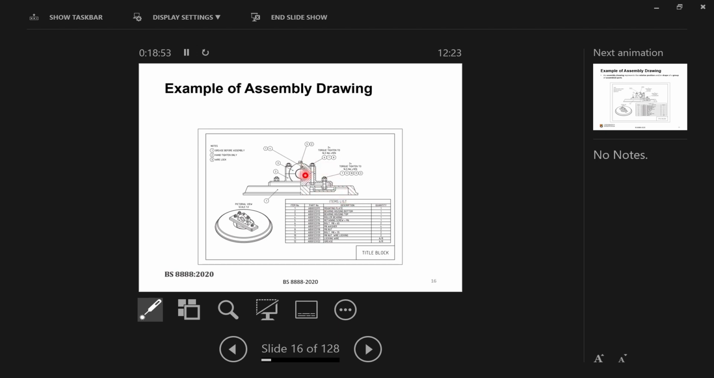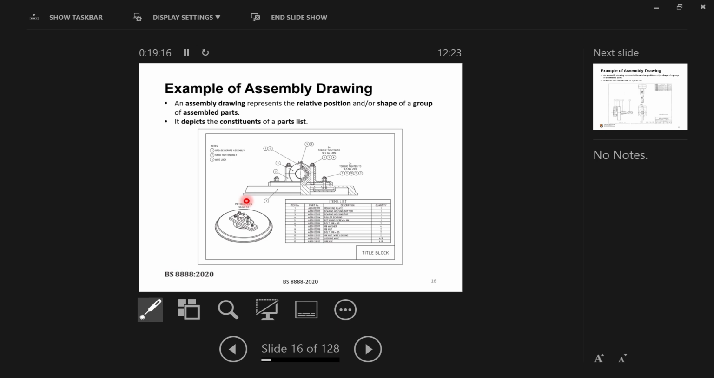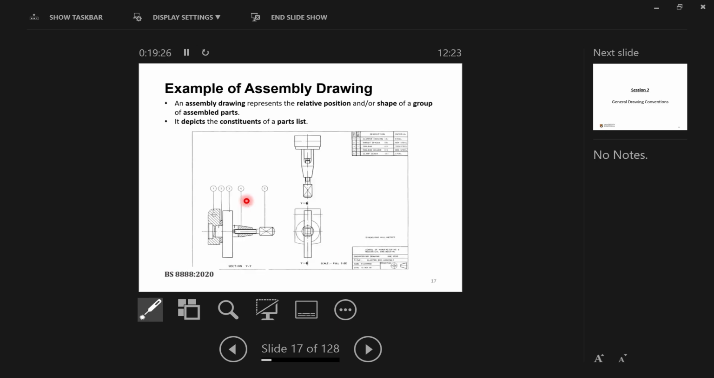They have a half section, so the right-hand side part is sectioned, and the left-hand side is not sectioned. You could have included the overall dimensions here as well. So the assembly drawing represents the relative position of parts, how they are assembled together, and then it depicts the constituents of a parts list.